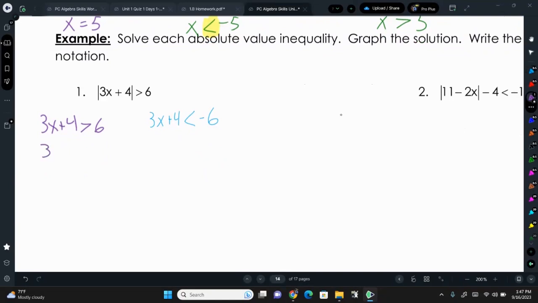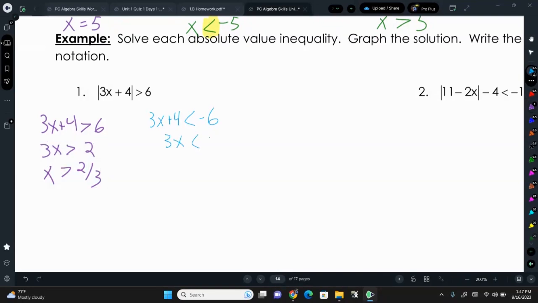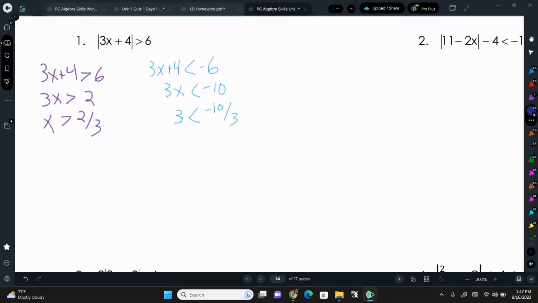All right, in purple we get 3x is greater than 2, then x is greater than 2/3. And then the blue one, subtract 4 from each side. 3x is less than -10. Divide both sides by 3. x is less than -10/3. So then on our number line, we have negative 10 thirds and positive 2 thirds.